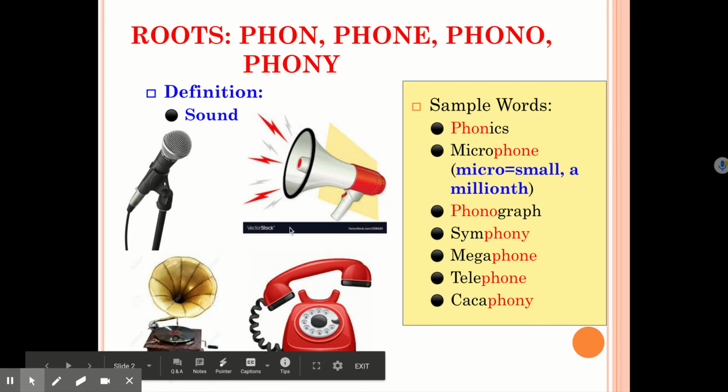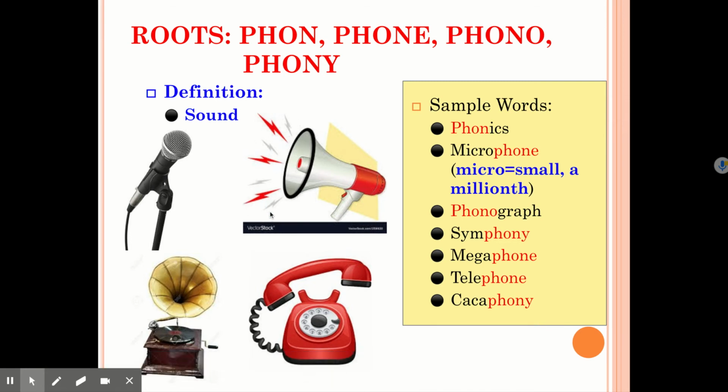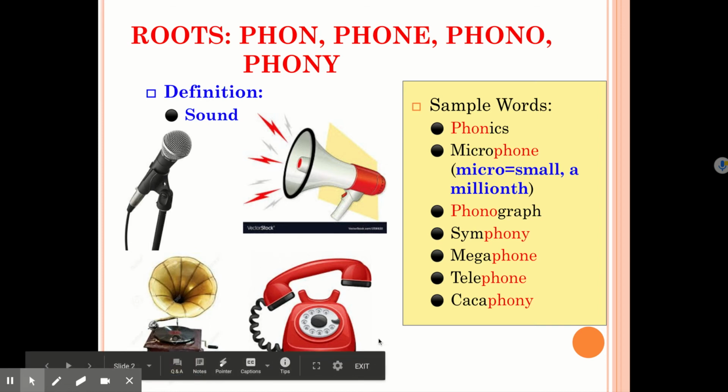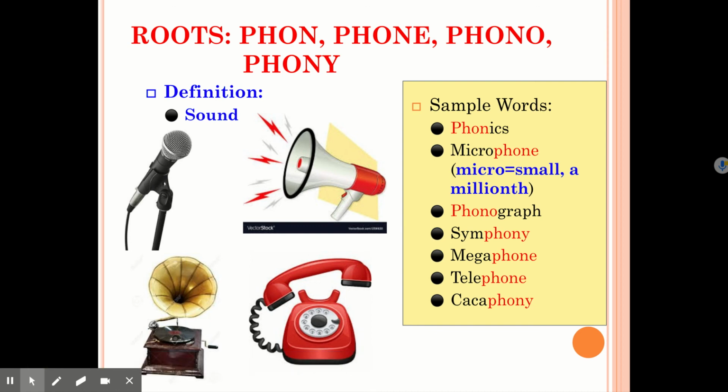Here is a picture of a megaphone. That is a piece of equipment like a large horn which you talk through to make your voice sound louder. This would be an alternative to a microphone because it does not have to be plugged in. Then we have a telephone. Here's a picture of an old-looking telephone. A system of communication that you use to have a conversation with someone in another place. So it carries the sound of your voice to someone far away.